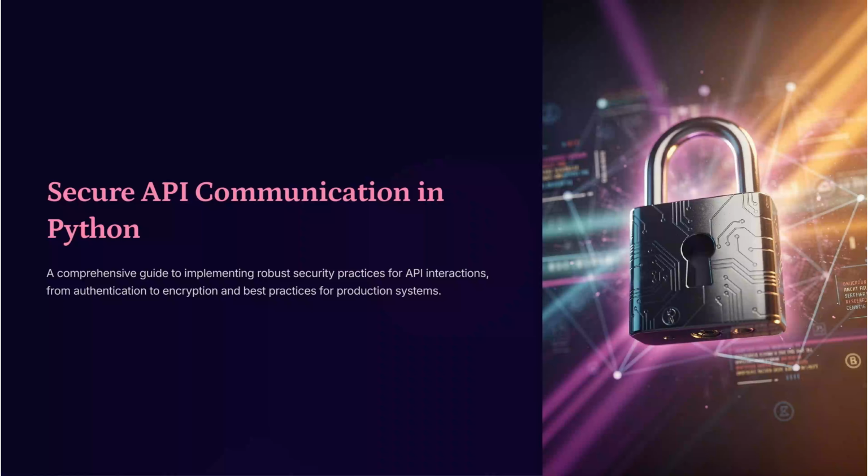API security in Python involves understanding core concepts like threat models and security principles. Implement OAuth 2.0 for authentication, manage JSON Web Tokens, and use application programming interface keys effectively.